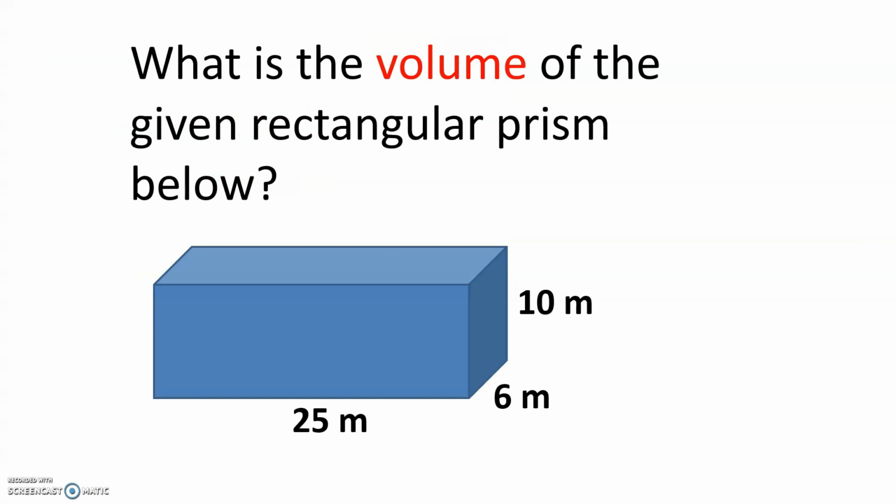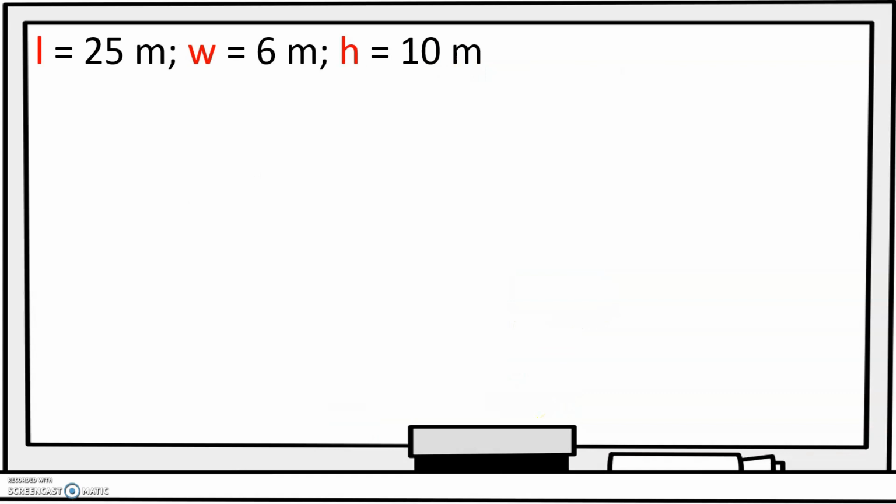What is the volume of the given rectangular prism below, which is 25 meters long, 6 meters wide, and 10 meters high? Again, for us to find the volume of the given rectangular prism, we just need to use our formula, which is V is equal to length times width times height. Then we will substitute the given measurements. So this will be 25 times 6 times 10.